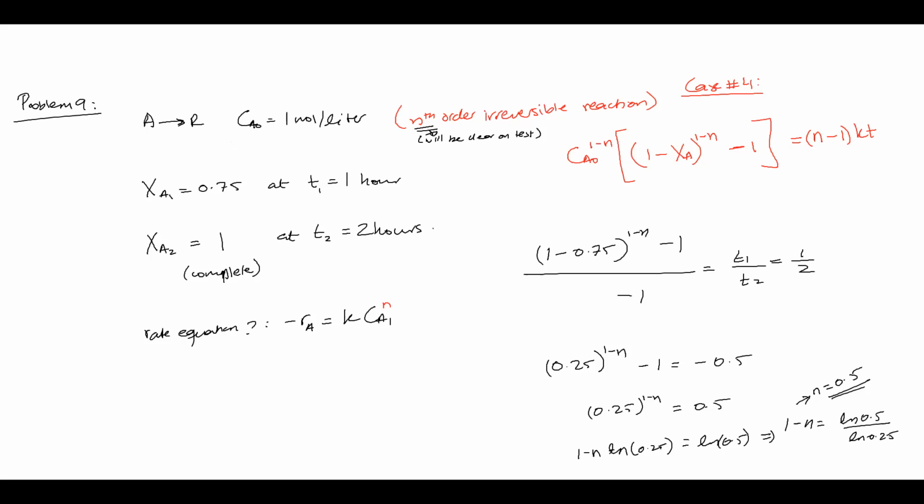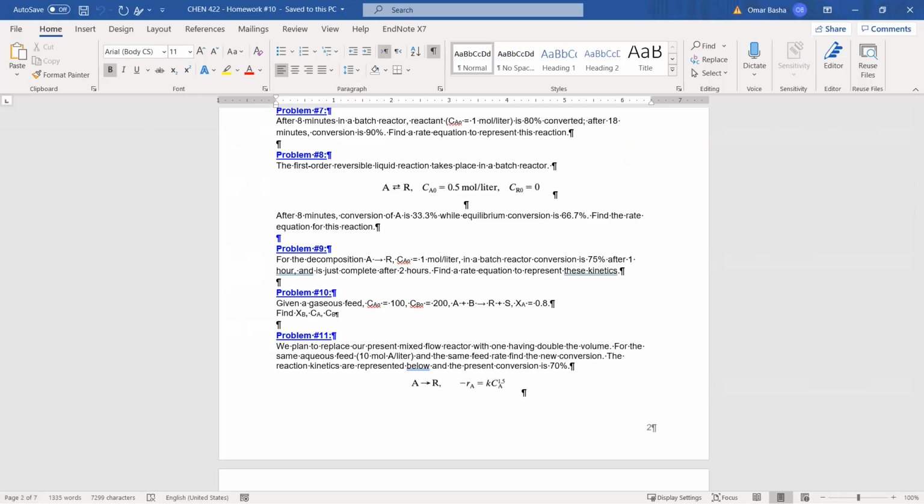Problem number 10. Okay, good. So for problem number 10, you are being told that, given a gaseous feed, C_A0 is 100, C_B0 is 200, A plus B goes to R plus S, X_A is equal to 0.8. Find X_B, C_A, C_B. Okay, so we're progressing through the chapters now. This is problem number 10.